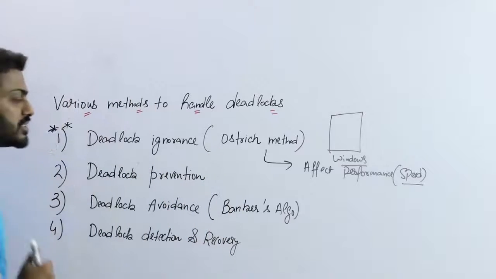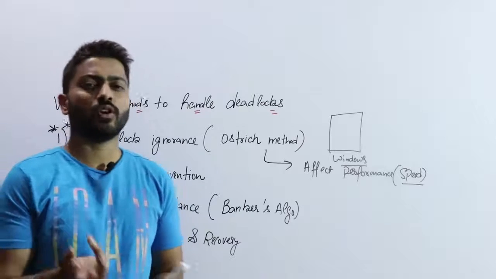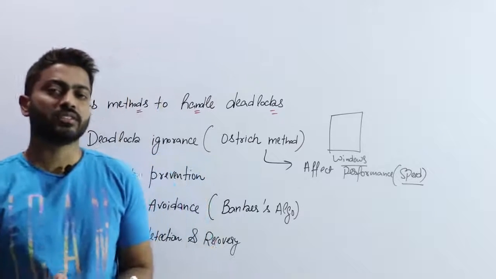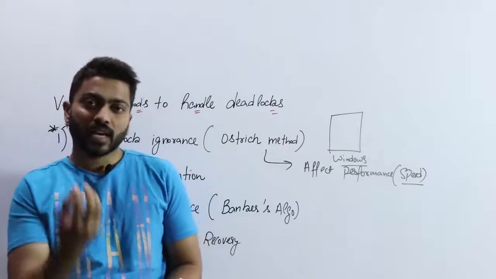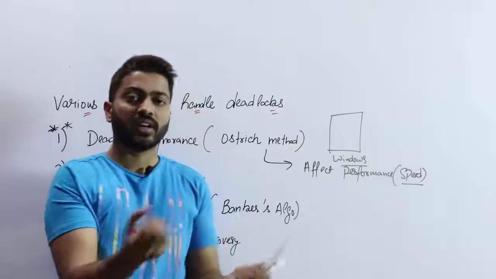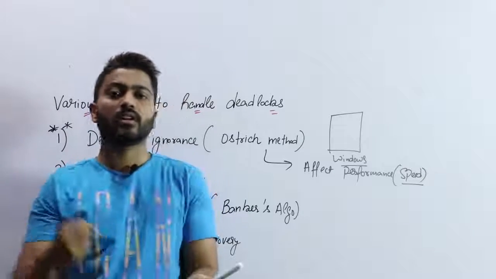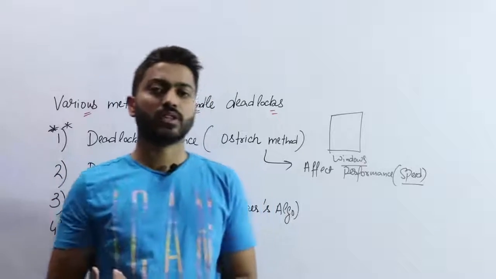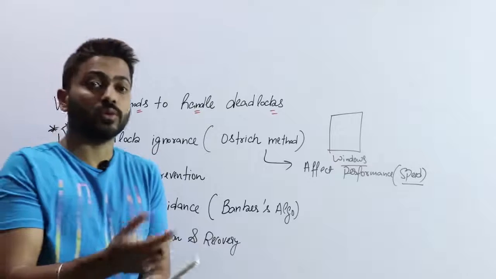The second method is deadlock prevention. The concept of deadlock prevention is like a normal, very important phrase: prevention is better than cure. The method is that when the deadlock occurs, we try to find the solution. Better is that before the deadlock occurs, we try to find some solutions. So what are the preventions we can do?